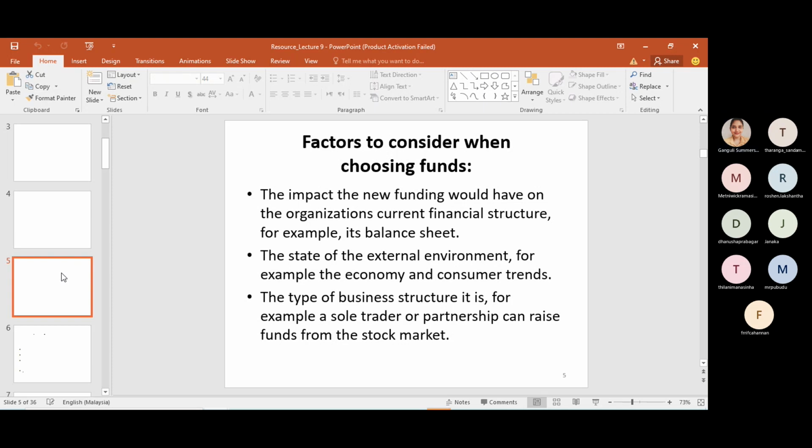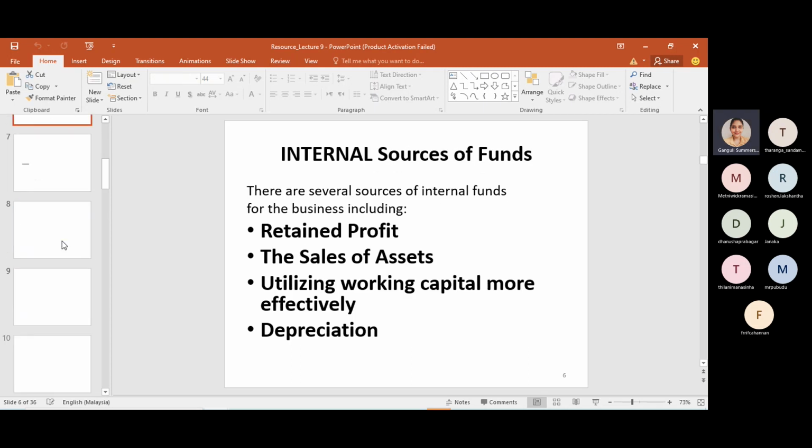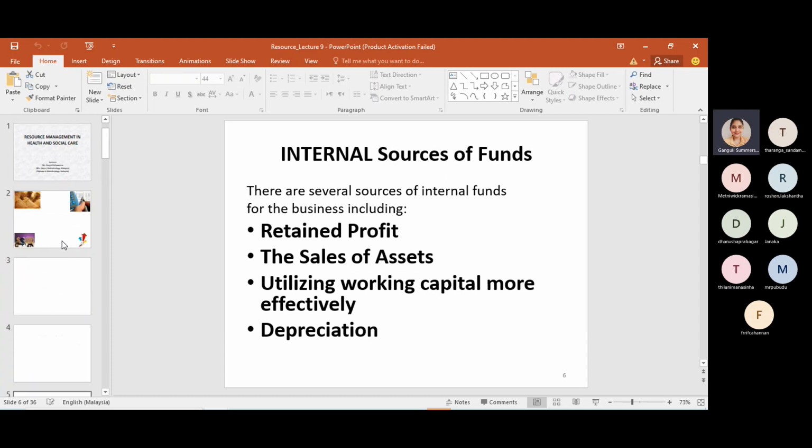The type of business structure should also be considered. For example, if your business is a sole trader or a partnership, then you can raise some funds from the stock market as well. So the structure of your business should also be considered when choosing funds. Basically, these are some factors that you need to consider when choosing funds. We can categorize these sources of funds into two main groups: internal sources of funds and external sources of funds.